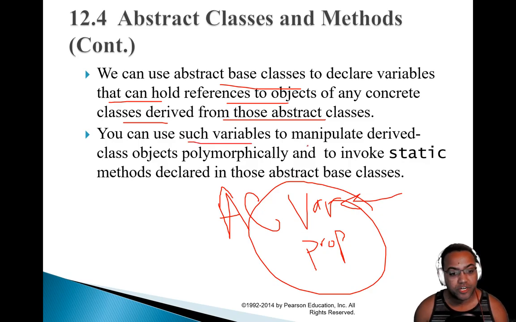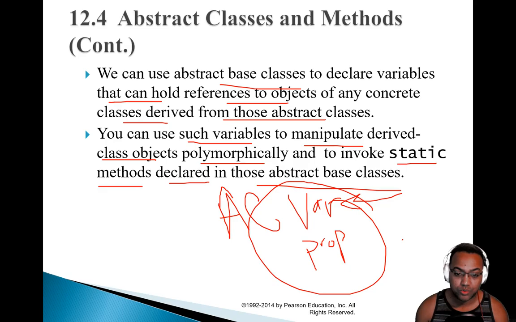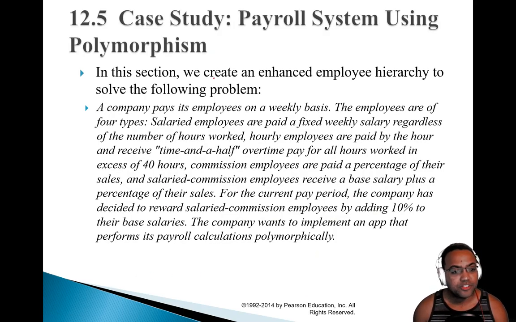You can use such variables to manipulate derived class objects polymorphically and to invoke static methods declared in those abstract base classes. And I just showed you how you can use static methods. If you inherited the abstract class, you didn't have to do it the way I did it, but c'est la vie. In this section, we create an enhanced employee hierarchy to solve the following problem.